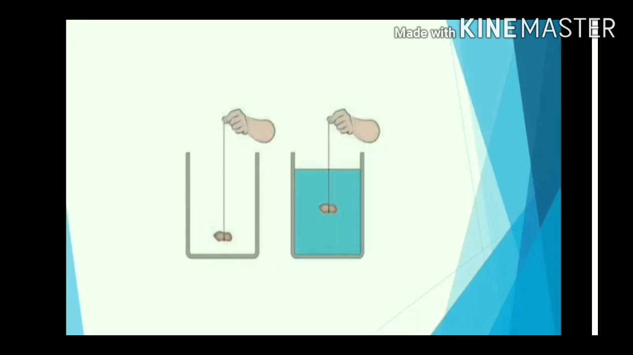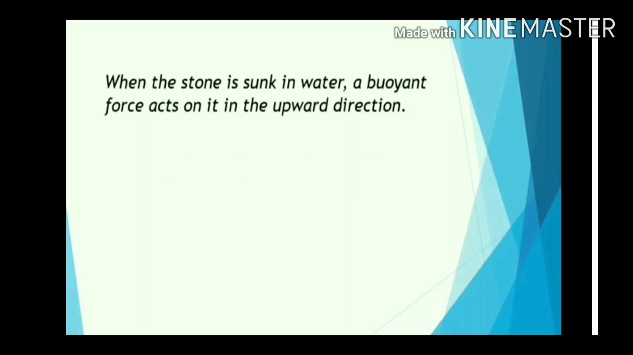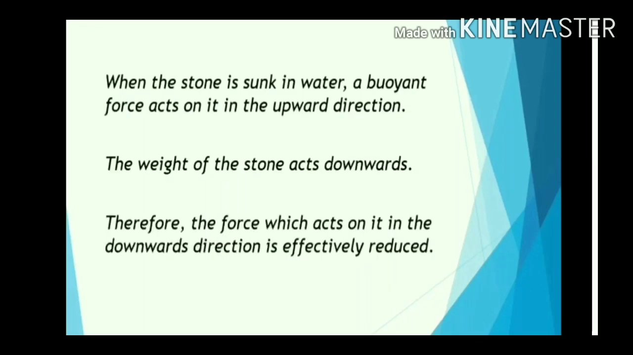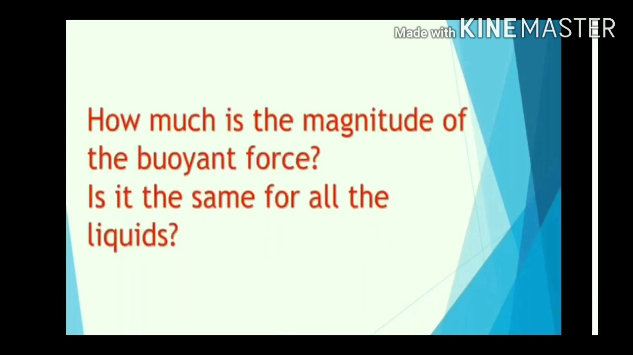What could be the reason for a shorter length of the rubber band in water? When the stone is sunk in water, a buoyant force acts on it in the upward direction. The weight of the stone acts downward. Therefore, the force which acts on it in the downward direction is effectively reduced. How much is the magnitude of the buoyant force? Is it the same for all the liquids?